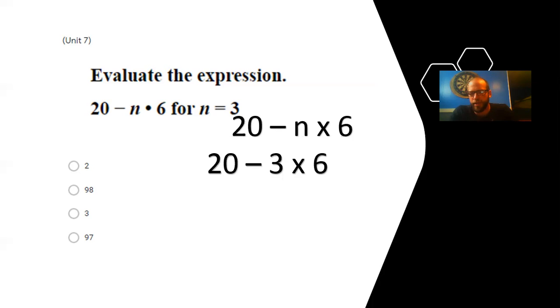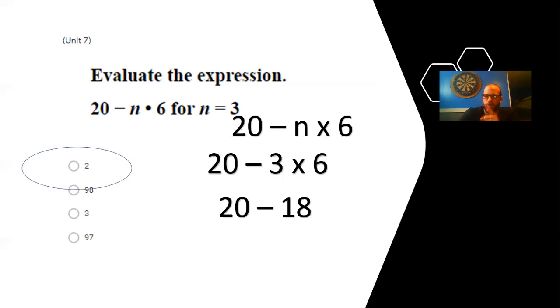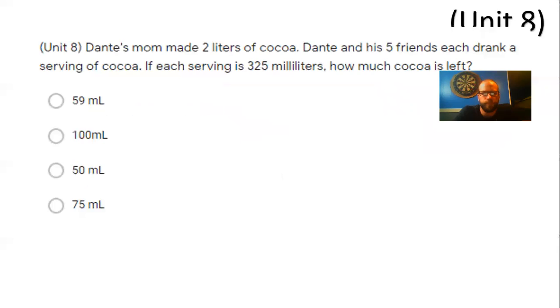Exponents, nothing there. Please excuse my dear. Multiplication or division. Yeah, multiplication's right there. So we have to do that real quick. 3 times 6 is 18. So now we have a new problem. 20 minus 18. Oh, okay. Answer is 2. Last one.